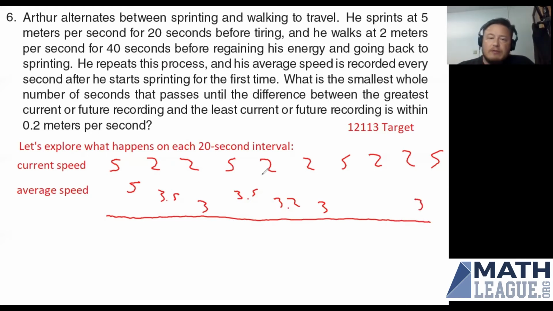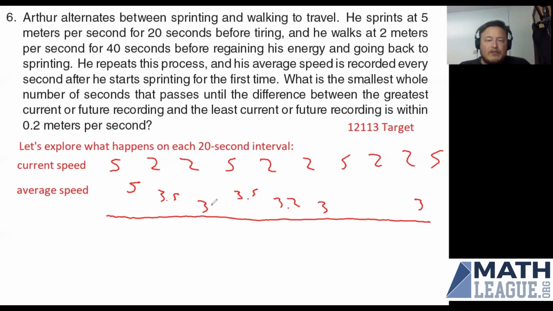But what I want you to notice is that during our first time that Arthur was traveling 5 meters per second, we were averaging 5 meters per second. By the time he finished his second stint at 5 meters per second, we're only up to an average speed of 3.5.